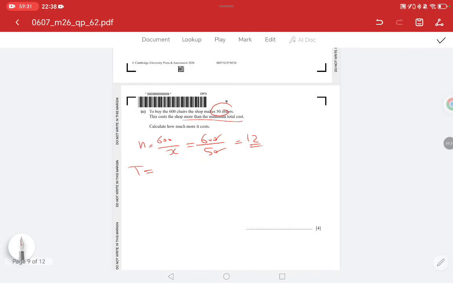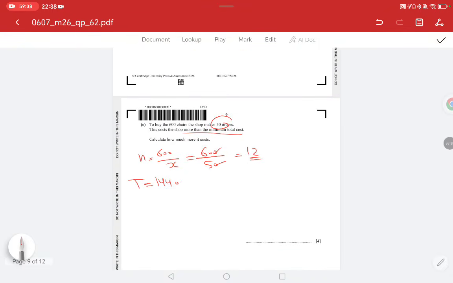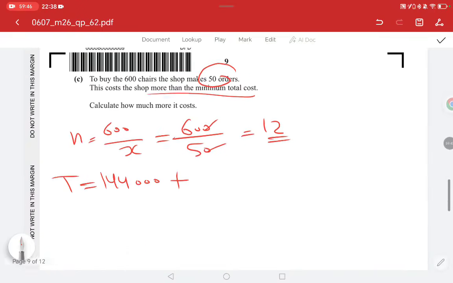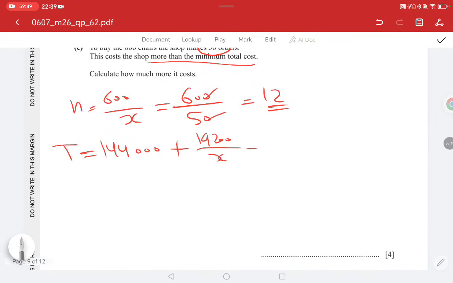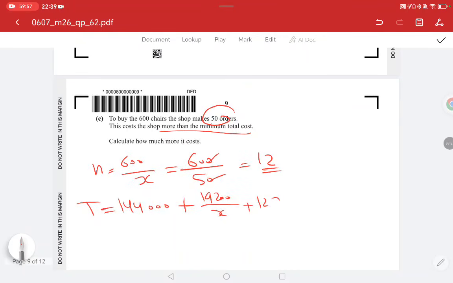So if n is 12, let's now substitute in the formula to find the total cost. Let's go back to the formula: 144,000 plus 19,200 over x plus the last one, 12x. What's x in this case? Yeah, it's 12.